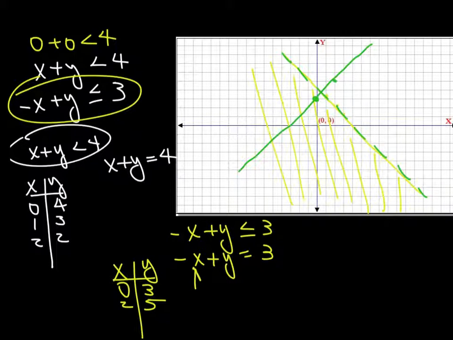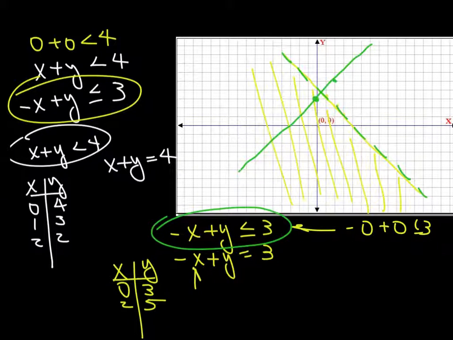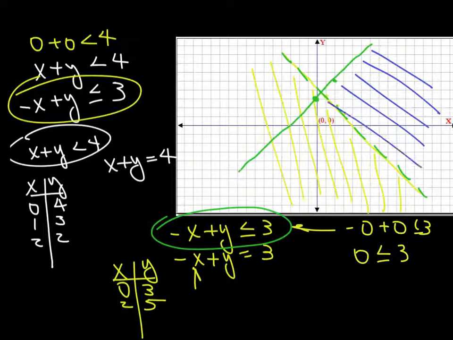So now what we're going to do is look at that equation and put a number in for x and y and see if it's a true statement, and if it is, then we're going to shade. So let's take 0, 0 again. We'll put it in: negative 0 plus 0 is less than or equal to 3. So is 0 less than or equal to 3? Yes, it is. So because it is, everything below that line, and I'm going to do this in blue, is going to be shaded.